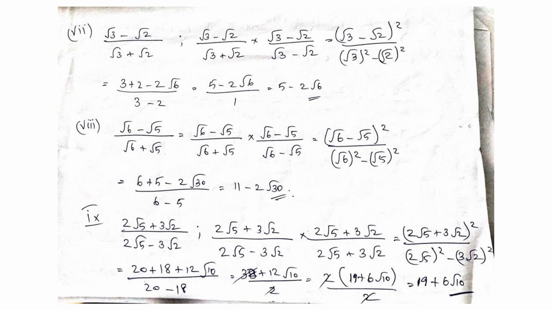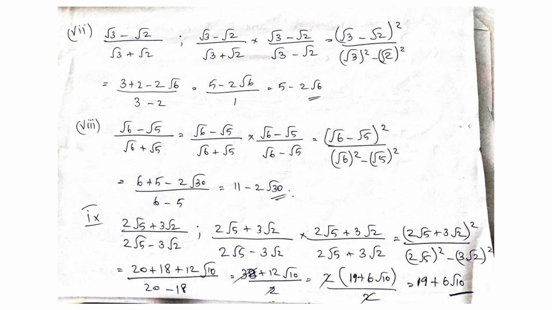Then seventh sum is also the same thing we need to do. We have to take the exact opposite sign. So we need to multiply both the numerator and denominator with root 3 minus root 2. So the answer will be 5 minus 2 root 6.